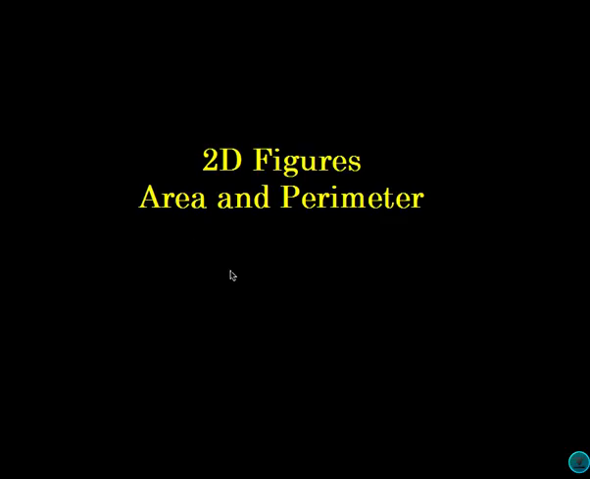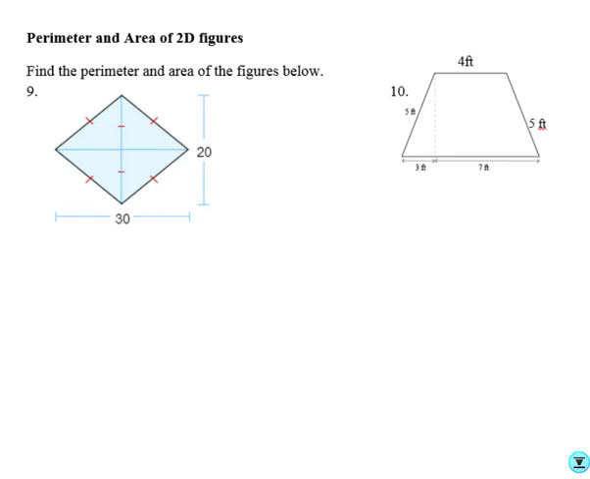Hey, it's Mr. Lineski, and we are going to look at 2D figures, area and perimeter of what are known as composite figures. But before we do that, let's just take a look at the area and perimeters of two shapes that aren't on your formula sheet, and that is a rhombus and a trapezoid.